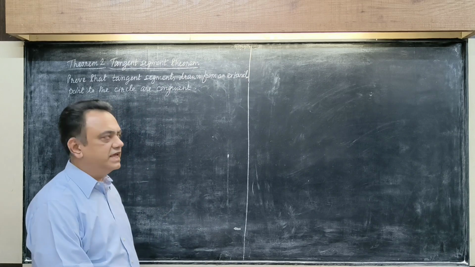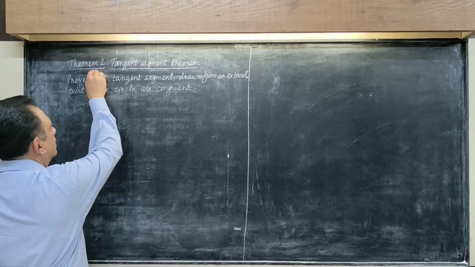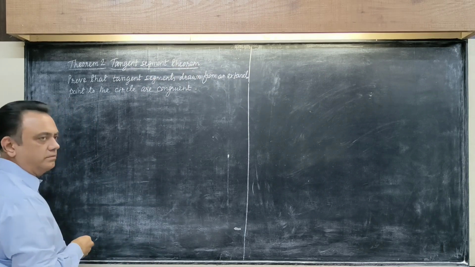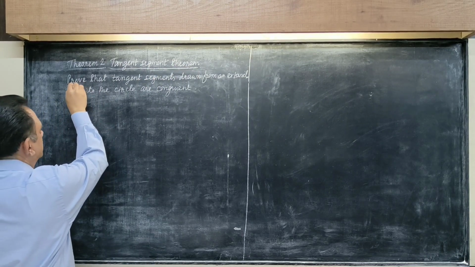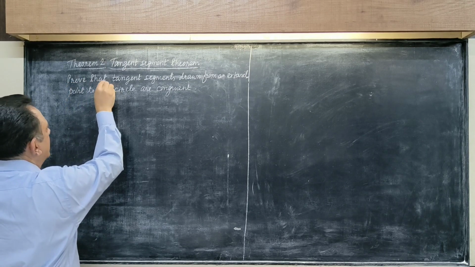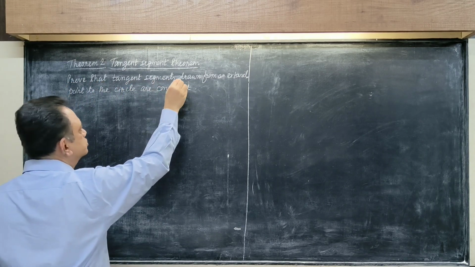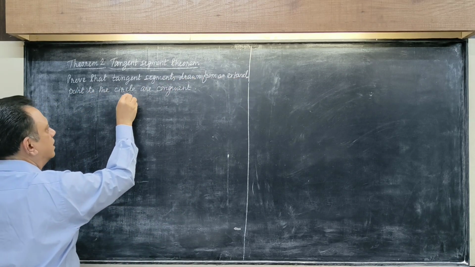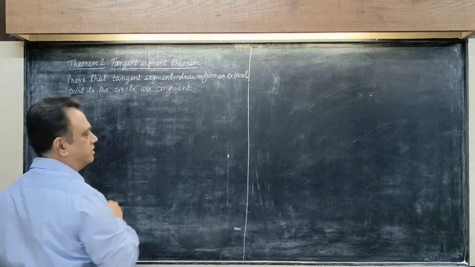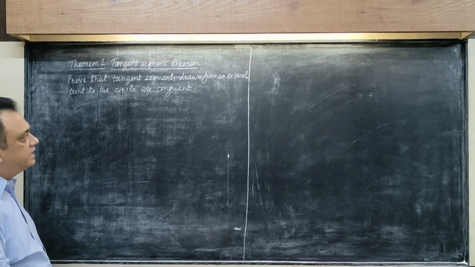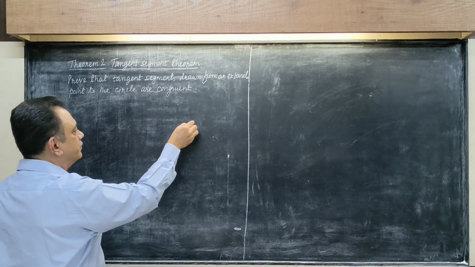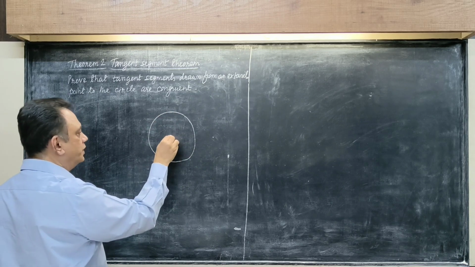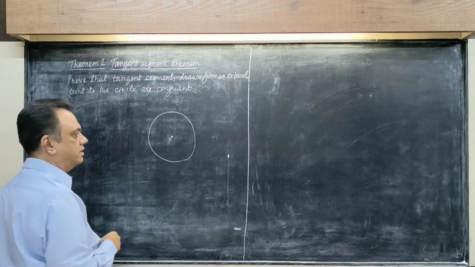Now we'll start with the second theorem. That is tangent segment theorem. What's the statement that will be given? Prove that tangent segments drawn from an external point to the circle are congruent. So first thing, as I've told you, we'll draw the diagram. Circle with center P.